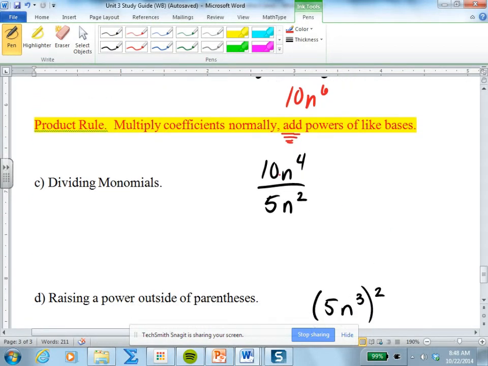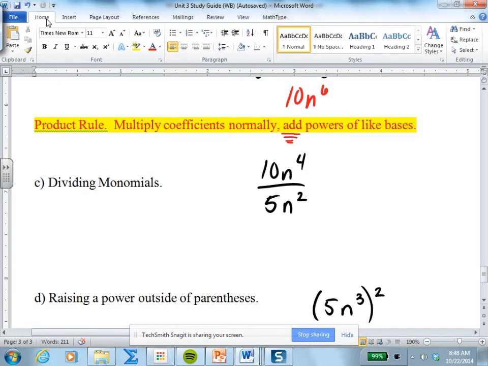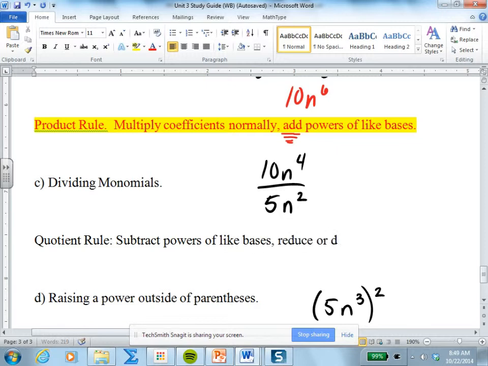Dividing monomials. 10n to the fourth over 5n squared. Okay? Use the quotient rule. Subtract powers of like bases. Reduce or divide coefficients.